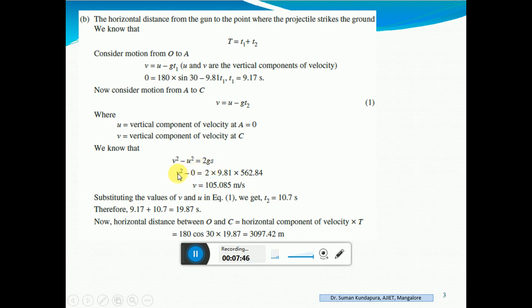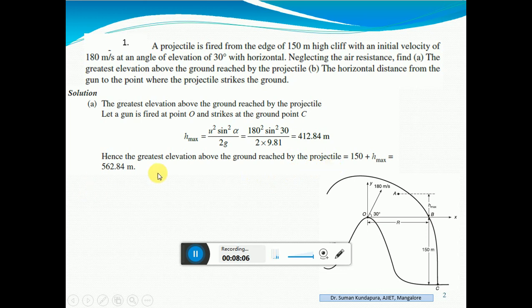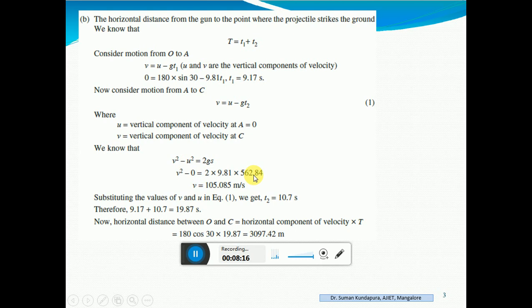In this equation, our initial velocity is 0. We do not know the final velocity when it reaches the point C. 2 into 9.81. Here 9.81 is positive because the particle is moving down. So it is 9.81 into distance. The distance we have already found out, that is the total distance from this point to this point, that is h max plus 150, that is 562. So substitute here and find the final velocity, or vertical component of velocity, at C.